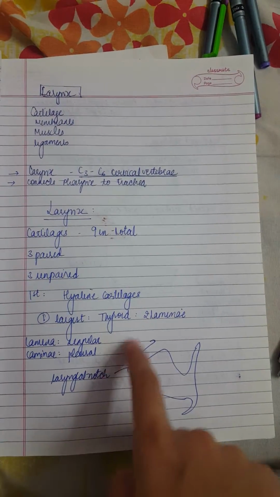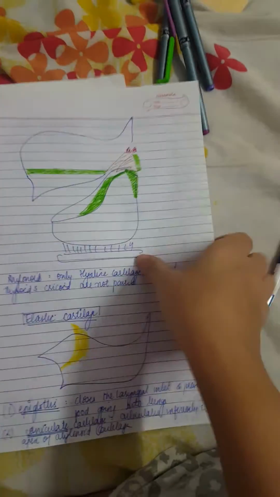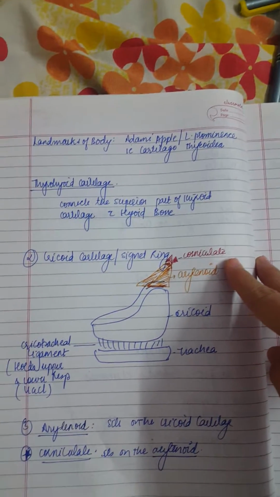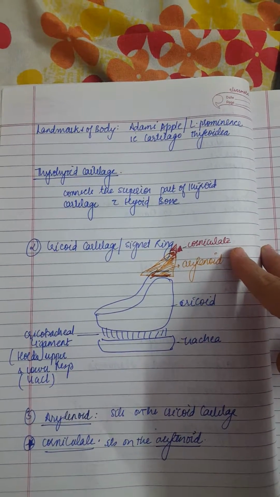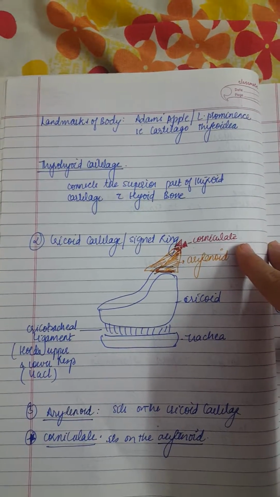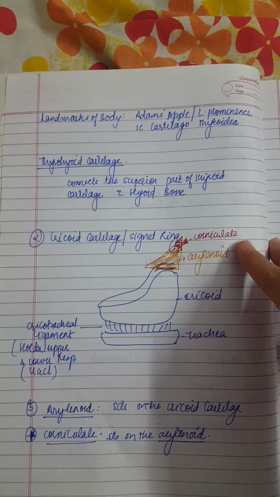So this is the laryngeal notch I've made. This is a thyroid cartilage. So it is a landmark of the body. We know Adam's apple, laryngeal prominence, that is cartilagothyroidea. Thyrohyoid cartilage. It connects the superior part of the thyroid cartilage with the hyoid bone. We'll discuss about it later.